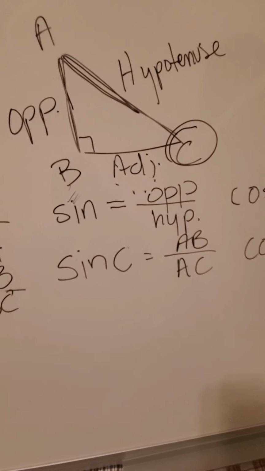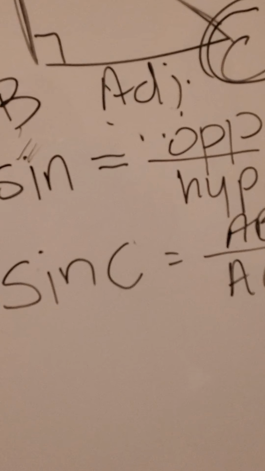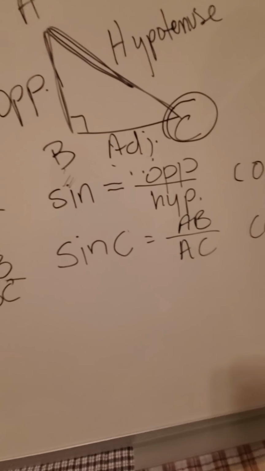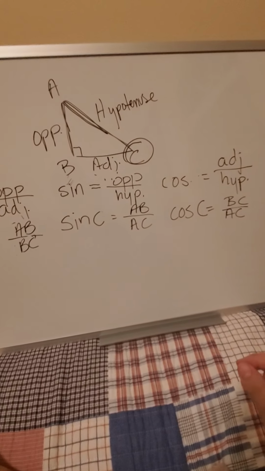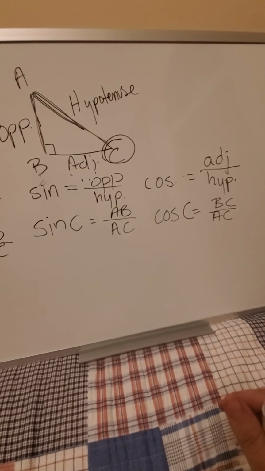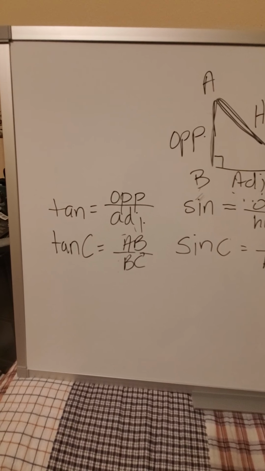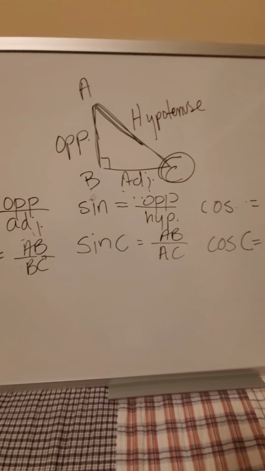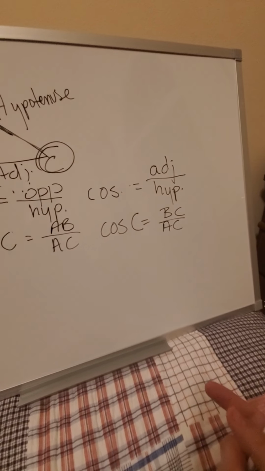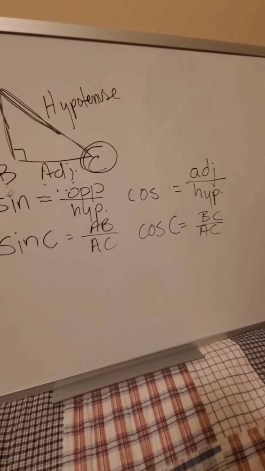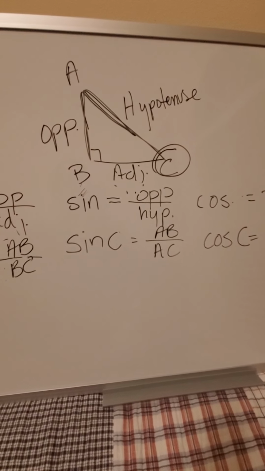I'll do another video here in a minute where we start applying these sine, cosine, and tangent ratios to actual problems where we have to find missing side lengths and angle measures. I hope this helped a little bit, a little quick review.